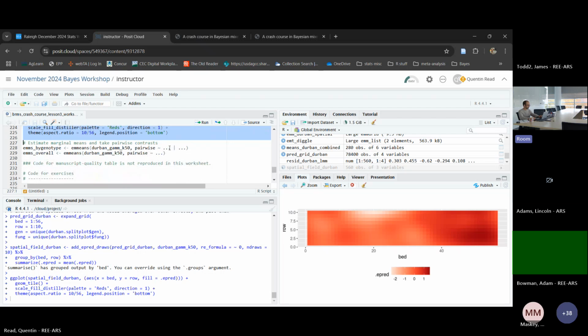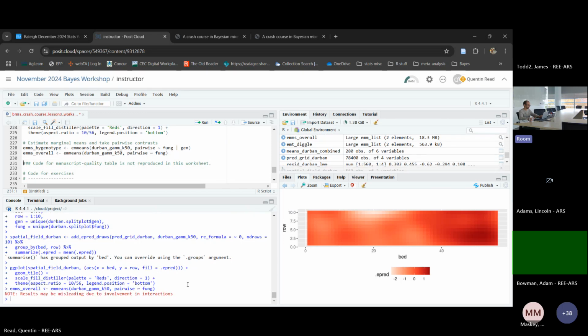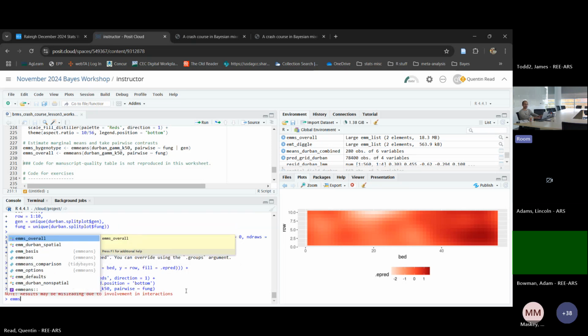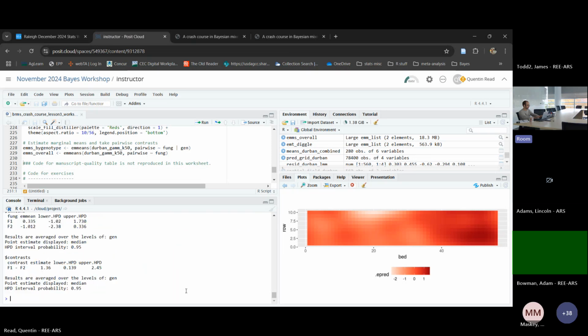I'll give you a couple more blanks to fill in. We want fungicide by genotype, or we could do just the fungicide contrast, the estimated marginal means overall. We'll take a look at that one first. It says, note, results may be misleading due to involvement in interactions. That's because we're averaging over all the genotype effects to get an overall fungicide effect. If there's a strong interaction, that will not be a meaningful value, but let's look at it anyway.